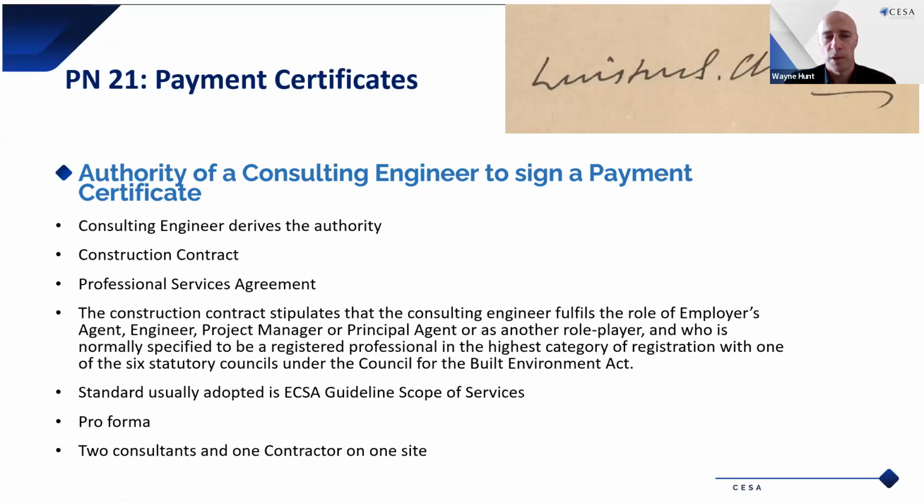So the construction contract stipulates that the consulting engineer fulfills the role of the employer's agent, engineer, project manager, principal agent, or another role player, and is normally specified to be a registered professional in the highest category of registration with one of the 6 statutory councils under the Council for the Built Environment Act. The standard usually adopted is the CESA guideline scope of services. There is a pro forma payment certificate on the GCC website, and if you download the practice note, it has the link to that pro forma.